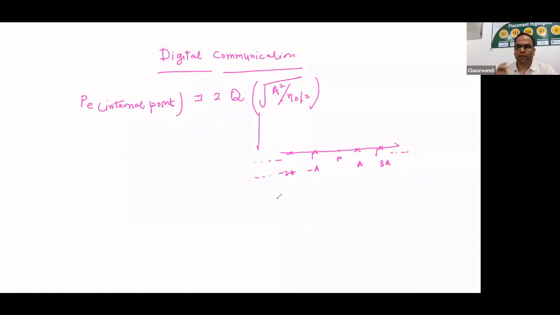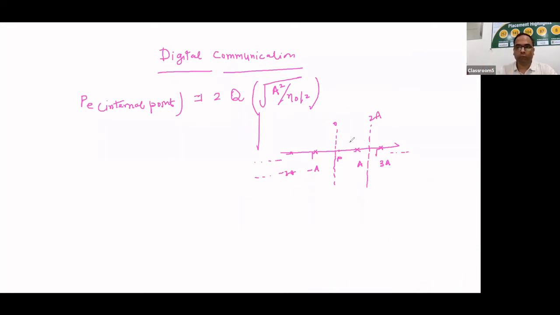The case 1 was that first we have to calculate the probability of error for those constellations in which we are having 2 neighboring boundaries. So for example, if we have to decide for the symbol A, then we can put a boundary at 0 and at 2A, right? So this is 0 and this is 2A. So we can put these 2 boundaries to decide the value of A.